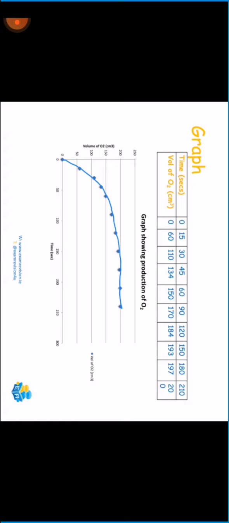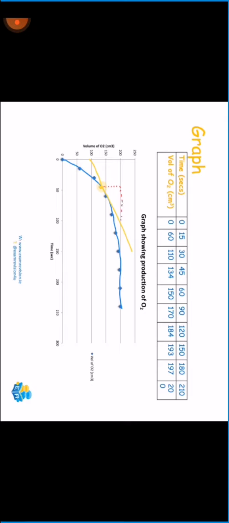A very common question here would be to find the instantaneous rate at a specific point in the experiment. To find the instantaneous rate at a specific point, let's say at 60 seconds, you need to draw a tangent to the curve at 60 seconds. And what you basically need to do is the rise over the run.